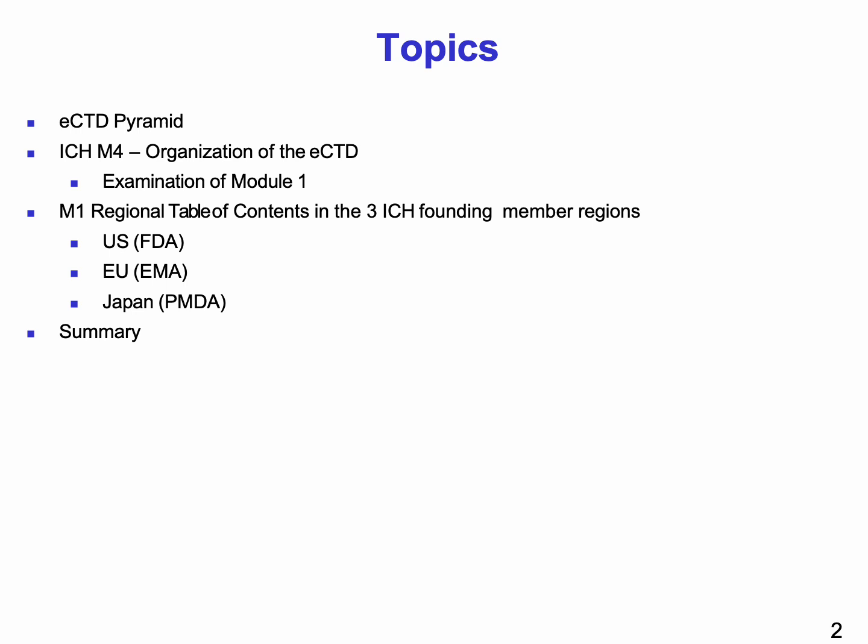The topics that we're going to cover today are the following. We are going to look at the ECTD pyramid. Then we are going to look into the ICH M4, talking about the organization of the ECTD. We are going to examine the Module 1 requirements. And then we are going to look into several important points related to the CTD Module 1 and the regional table of contents for 3 regions: USA, so FDA, European Union, so EMA, and Japan, so PMDA. And then we are going to end this lecture with a summary.